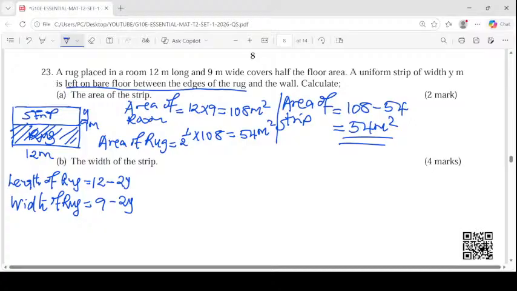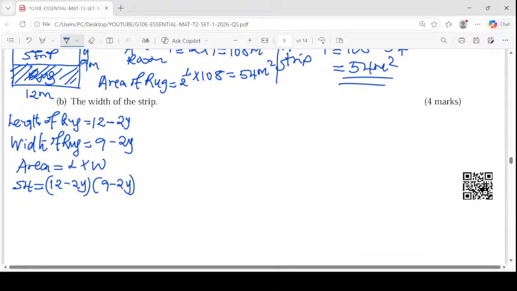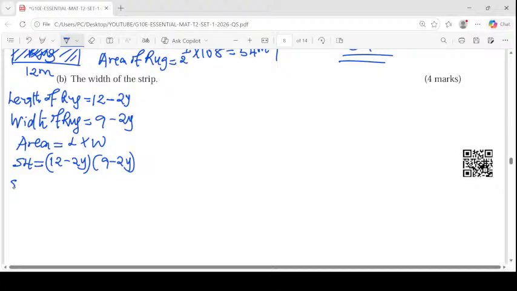I'll now say that the area of the rug is given by length times width. So the area, which is now 54, is equal to the length, which is 12 minus 2y, multiplied by the width, which is 9 minus 2y. So this will now become, when you expand this, 54 is equal to 108 minus 24y minus 18y plus 4y squared.